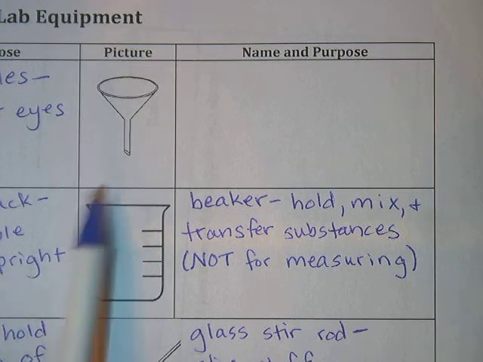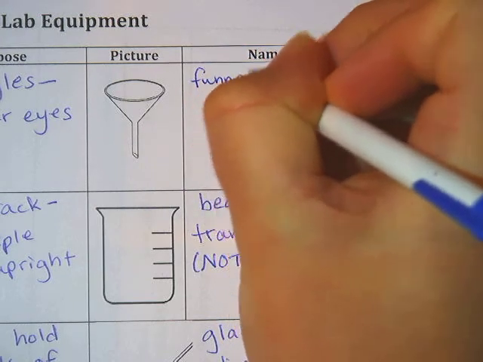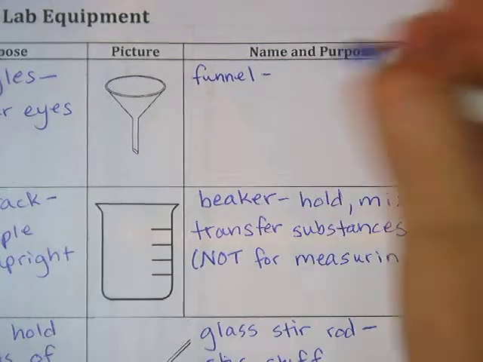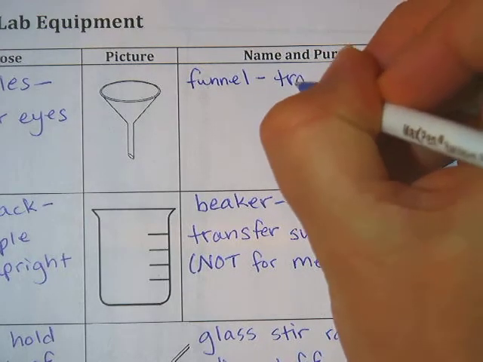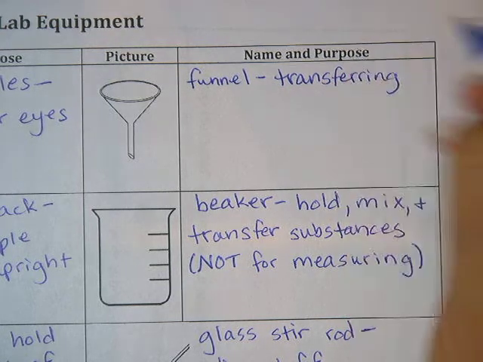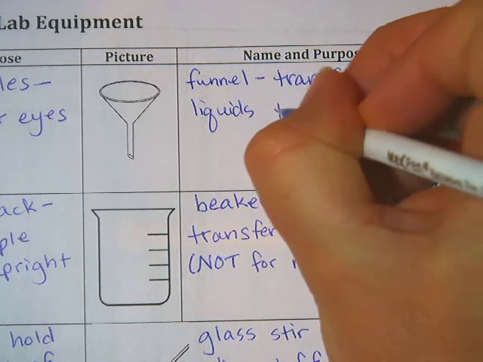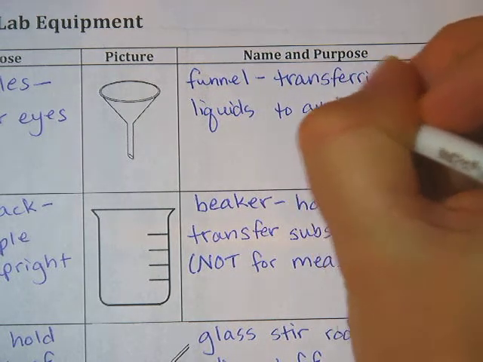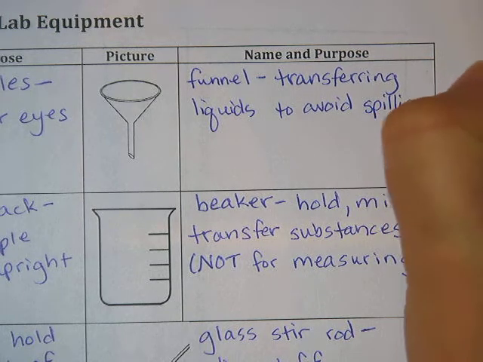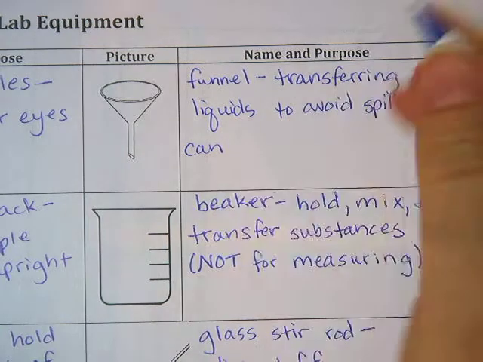Okay. This last one is a funnel. You may have something like this that you use in your kitchen or in your garage. A funnel is used for transferring liquids to avoid spilling. And you can also use them for filtration, which is what you're going to do today.